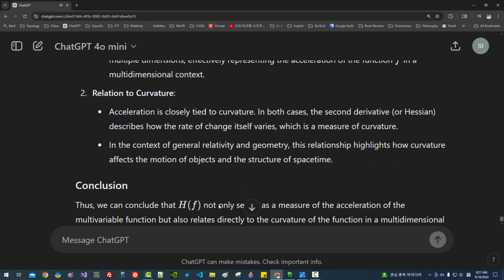2. Relation to curvature. Acceleration is closely tied to curvature. In both cases, the second derivative, or Hessian, describes how the rate of change itself varies, which is a measure of curvature. In the context of general relativity and geometry, this relationship highlights how curvature affects the motion of objects and the structure of spacetime.